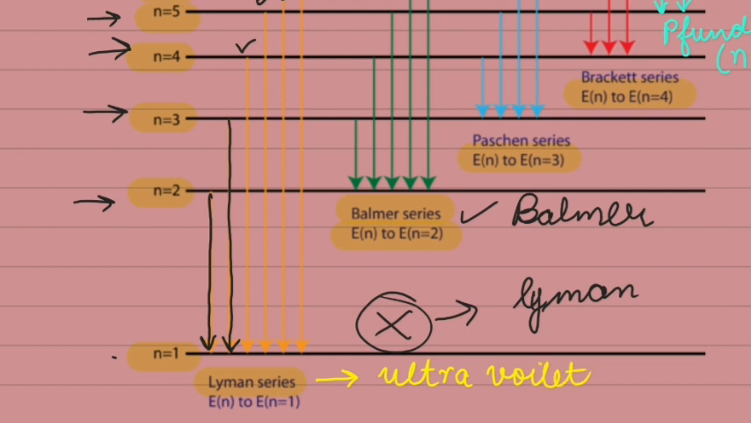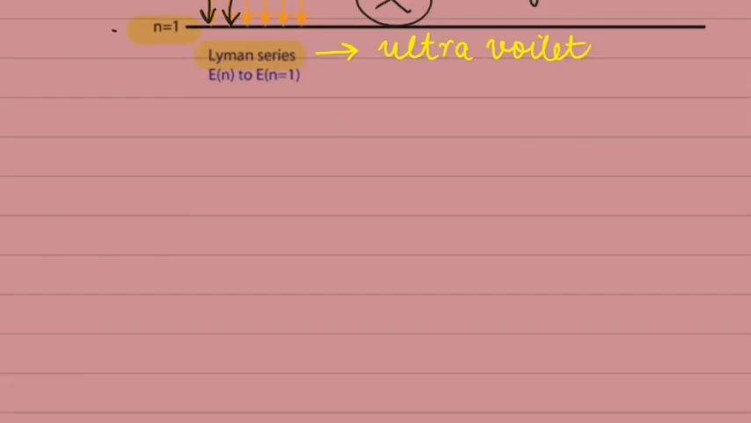When we talk about the Balmer series, what type of region do we have? We have the visible region. When we talk about the Paschen series, I have the infrared region. In the Brackett series also I have the infrared region, and in the Pfund series also I have the infrared region. So in all of them I will be having the infrared region only, where the electrons are falling and emitting the same series.